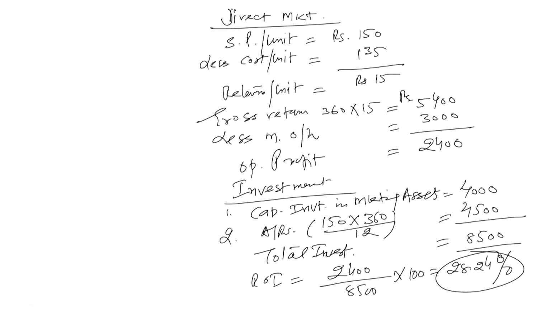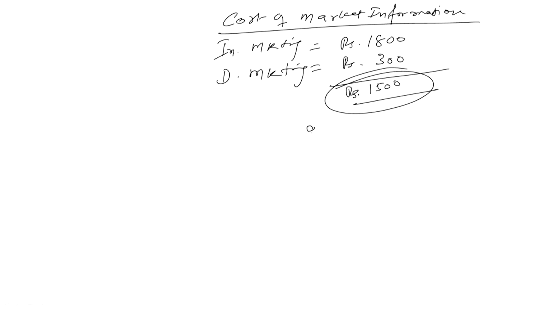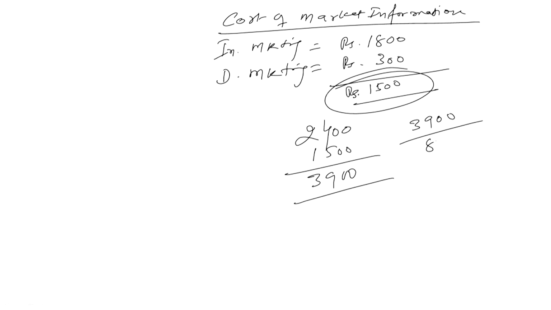So, how much have we earned here? This operating profit is 2400. In case of direct marketing, if you add this 2400 rupees to this 1500 also, it becomes 3900. Now, if you compare, 3900 is the operating profit against the 8500. So finally, what is going to be the return?